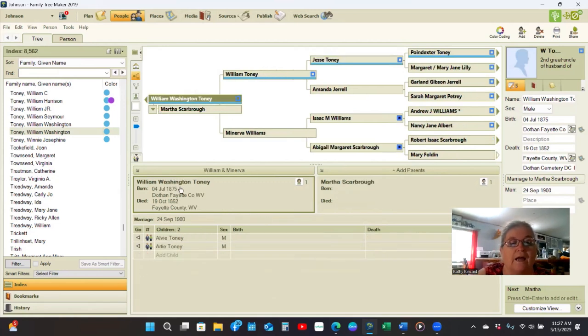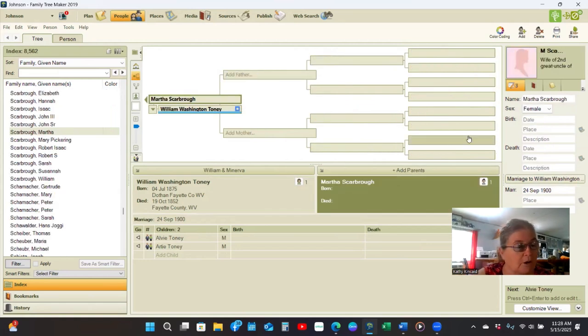So we're going to verify this William Washington's birthday, which they had on there, 7/4/1875, just like I do, and died October the 19th, 1952. And I have him buried at Dothan. So I have all that. But Martha Scarborough, I did not have that. Her middle name is Frances.